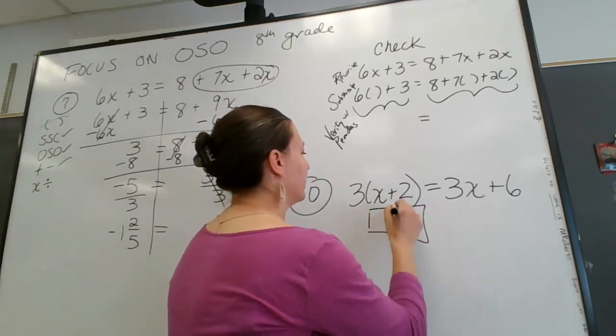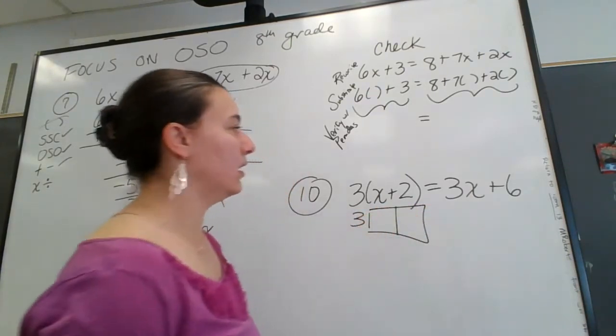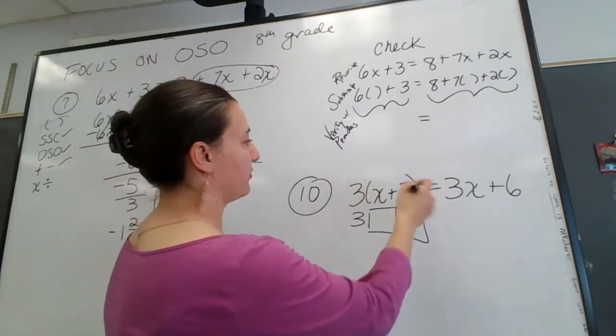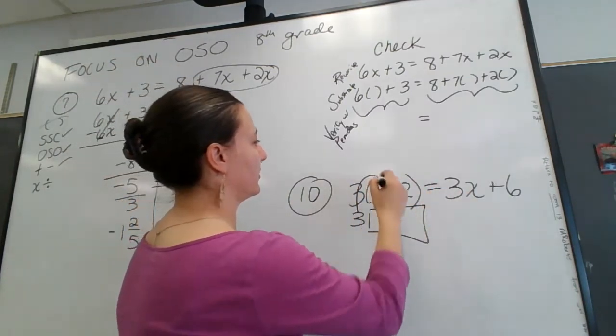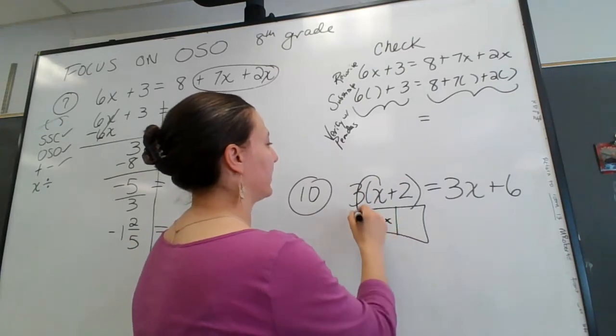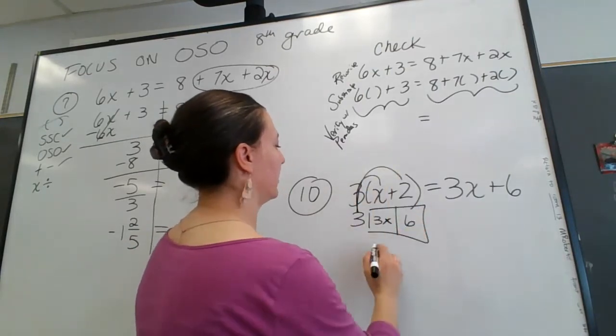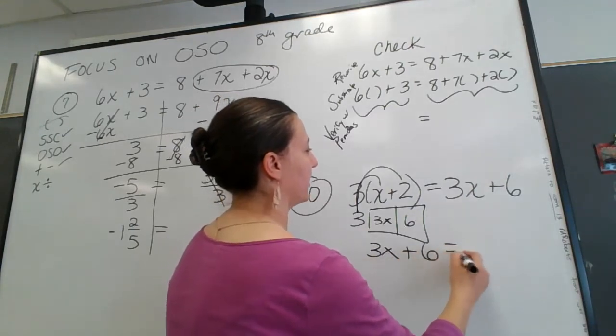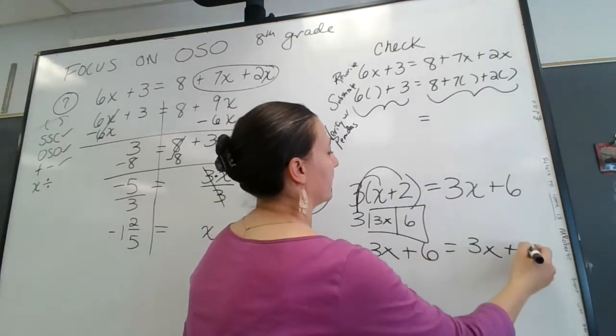So it's nice and organized when you do the boxes. I'm distributing the 3. The 3 is touching the parentheses. 3 times x is 3x, and 3 times 2 is 6. Let's write down what we got. I got a positive 3x, a positive 6. I got an equals, and I got this stuff over here.